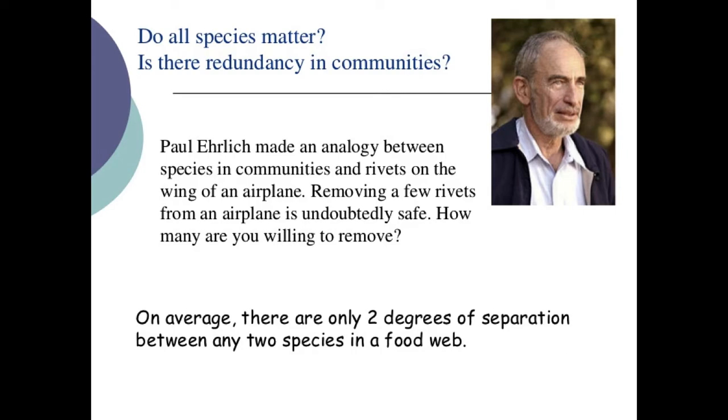And so we need to think about that idea with our ecosystems. How many species should we be willing to lose? Or the flip side is, how many species do we need to restore to an area for it to have some function as an ecosystem, to get our ecosystem services back? What do we really need in the long run? On average, there are only 2 degrees of separation between any two species in a food web. And that just shows that these communities are really reliant on each other. Even a rare species might be important for the overall function of that ecosystem.